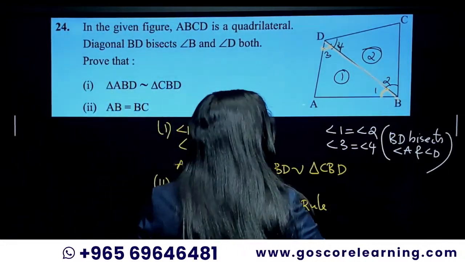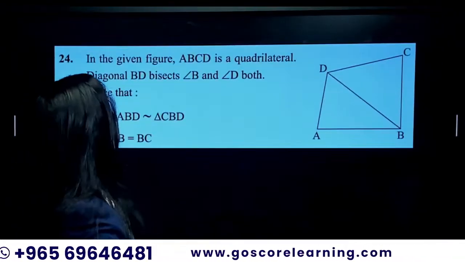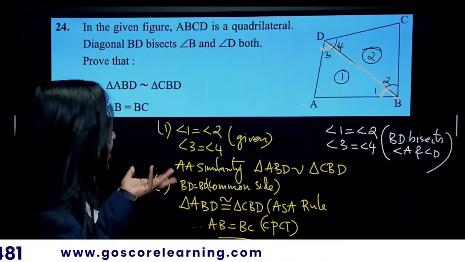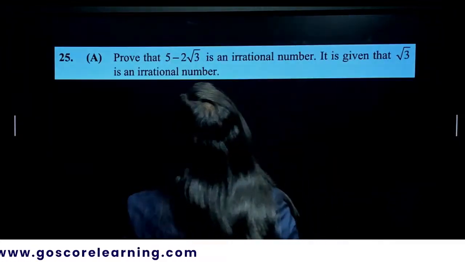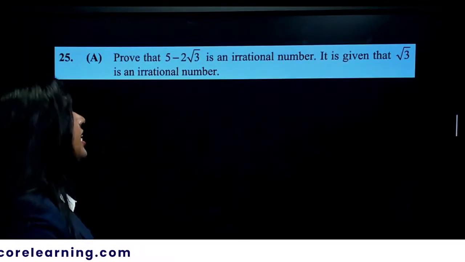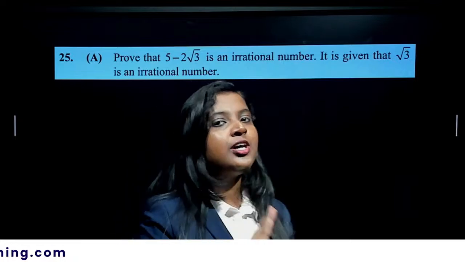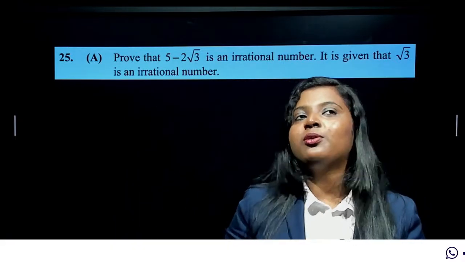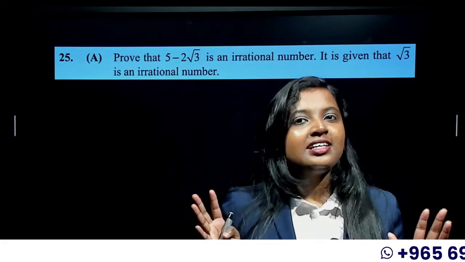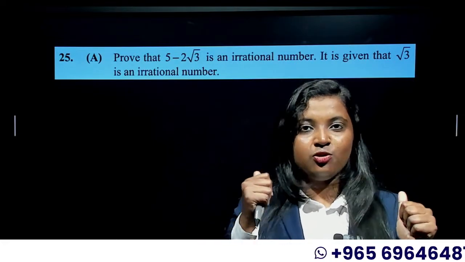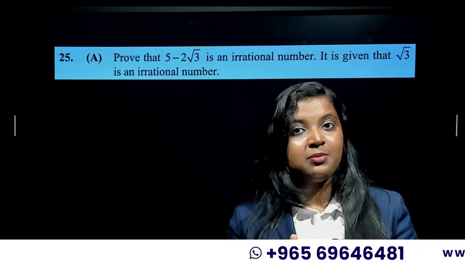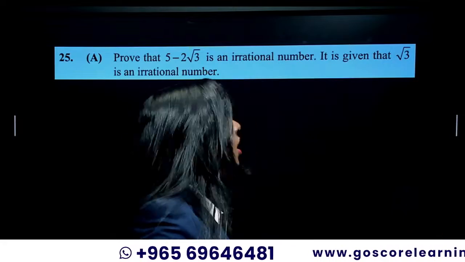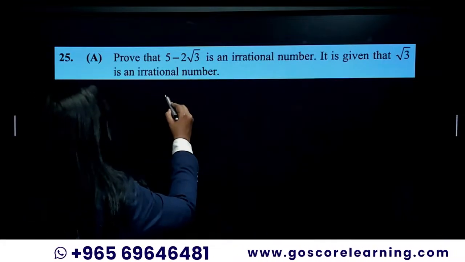Proved. And the next one is, in the given figure ABC. Oh, sorry, I just left that space for the second part and I already wrote that here. Prove that 5 minus 2 root 3 is an irrational number. If you have watched the first live of real numbers, I have told you 5-10 times, if you don't know how to prove this, don't go for your board exam. This is such an important question. There will not be a single paper without one of this.